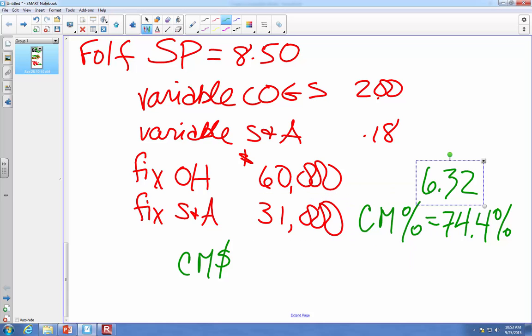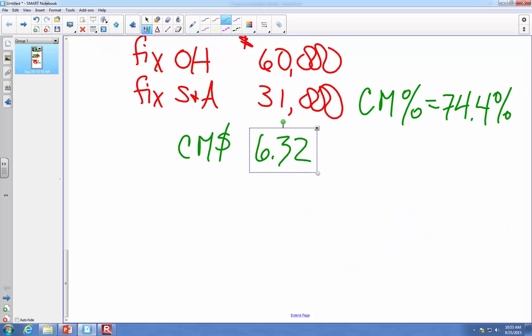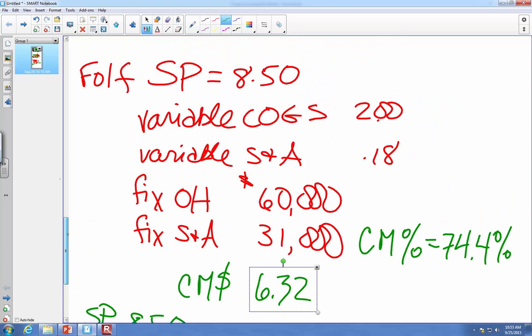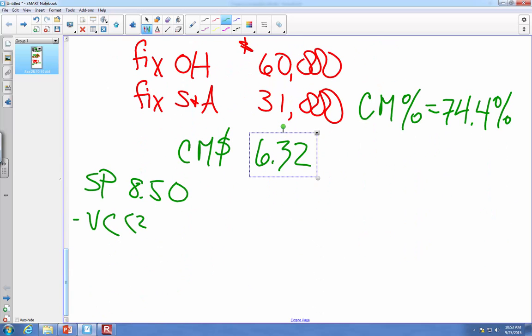Does anybody need me to put the calculations up for any of this? Please speak up if you don't know where the numbers came from. I'm lost. Okay, let's work it together. Where did the 6.32 come from? Tell me specifically. Sales price minus what? Minus variable costs. How many variable costs do I have in this example? $2.18. Right? Each bulk disc is giving me $6.32 towards covering my fixed expenses.